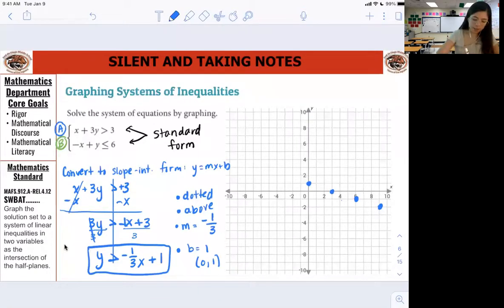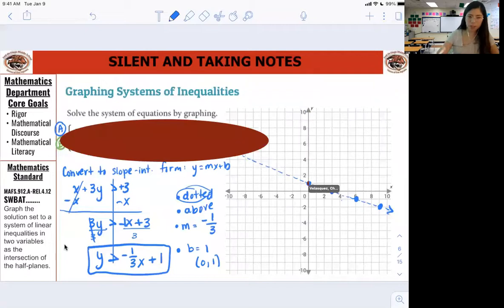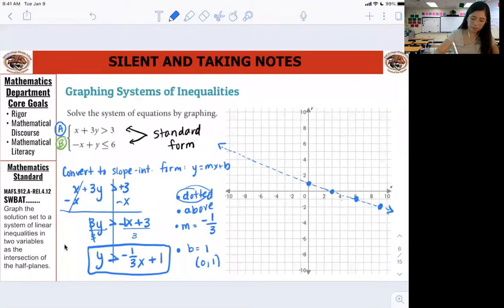I have a dotted line, so I'm going to be careful. I'm just going to connect it with dotted lines, just like this. Go all the way across. And then I'm going to shade above.